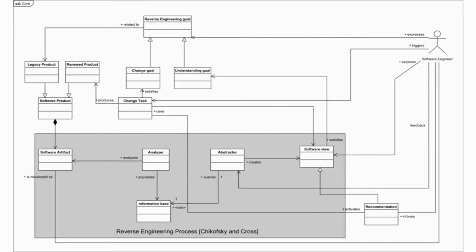This picture here is the reverse engineering core model that the authors created. The gray area that you can see here, outlined in gray, with the exception of this box here and this one in a way as well for software view, is what the authors have presented as their diagram. Everything outside of the gray box is what they have designated as new elements to the diagram for reverse engineering.